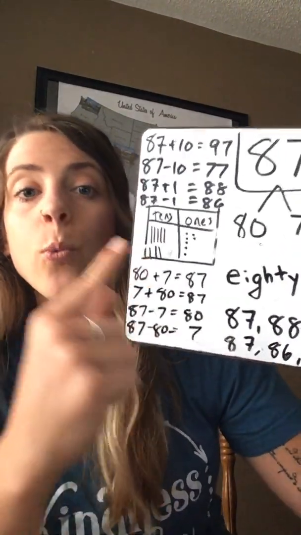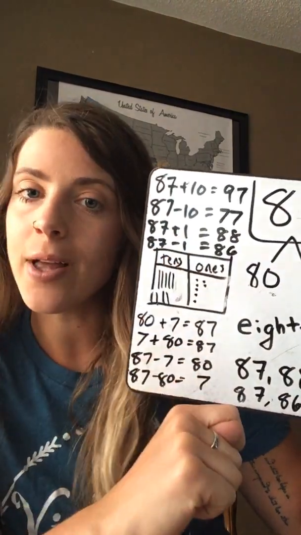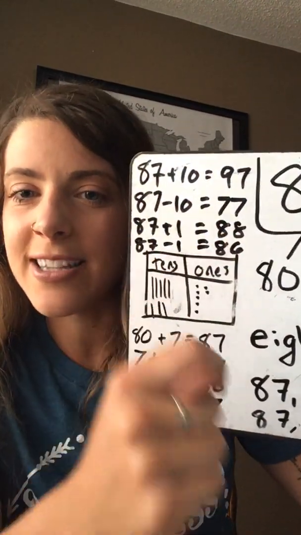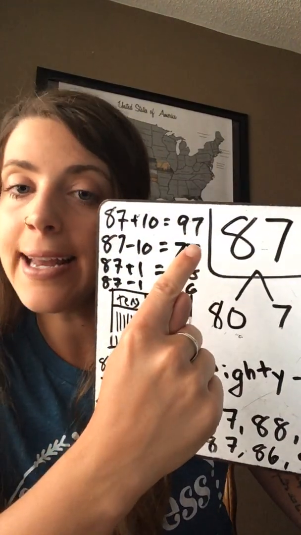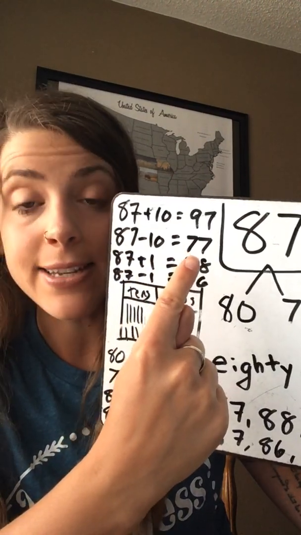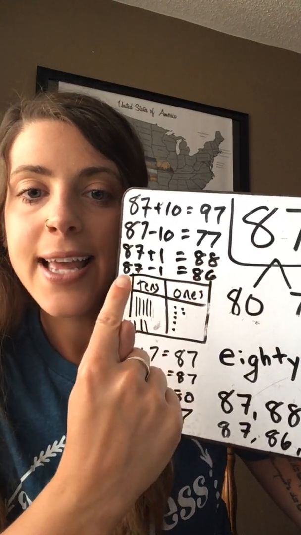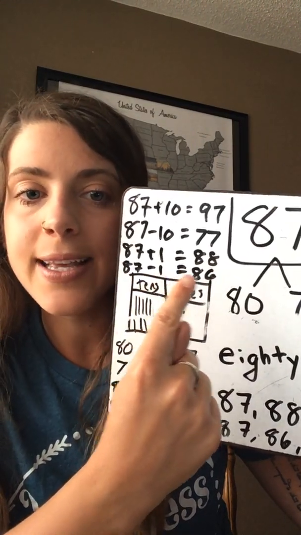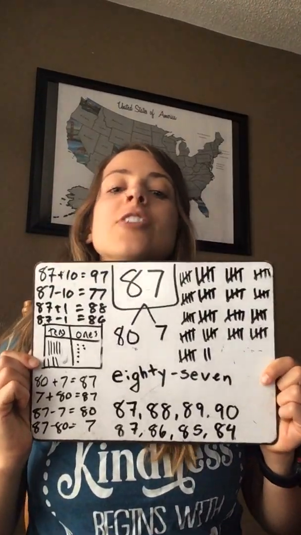And then I remembered we've talked about adding 10, take away 10, adding 1, and take away 1. So I went ahead and did some extra work since I had some extra room. So 87 plus 10 would give us 97. 87 take away 10 would give us 77. 87 plus 1 would be 88. And 87 minus 1 is 86. So that's all my work. I did so much, and I hope you did so much.